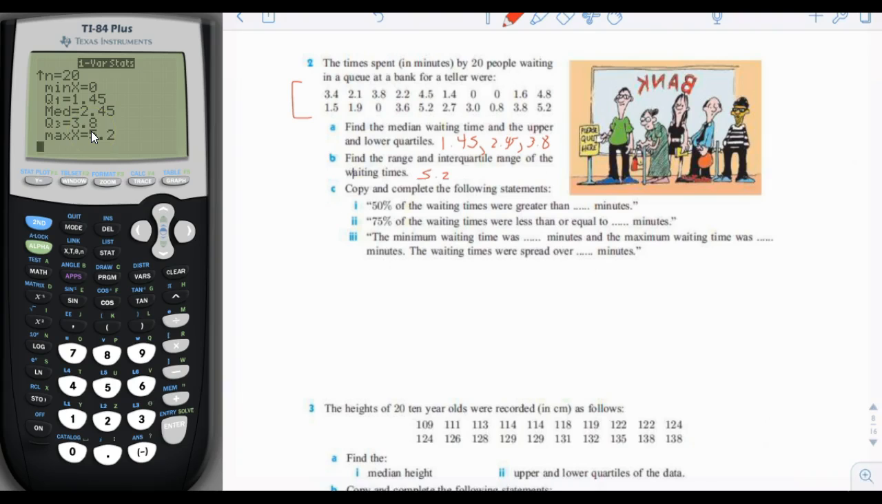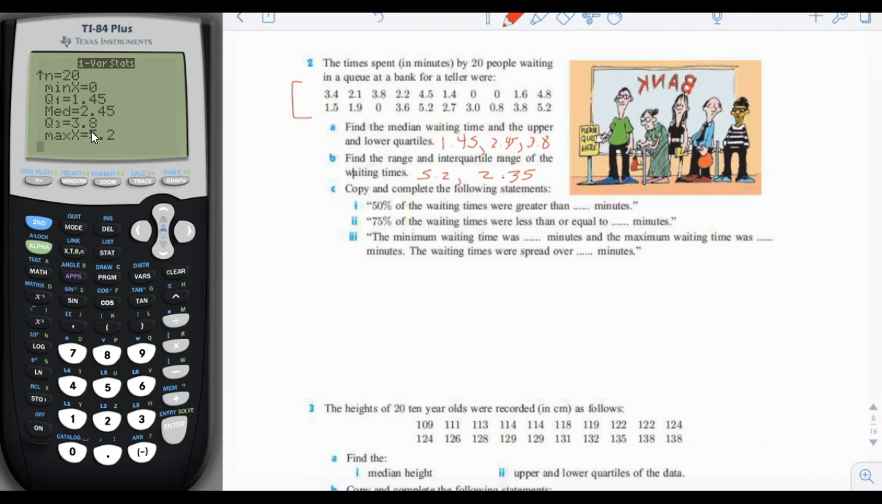And the IQR would be 3.8 minus 1.45, which I'm going to do on an offline calculator. 1.45, 2.35. So, of course, the IQR is less than the range.